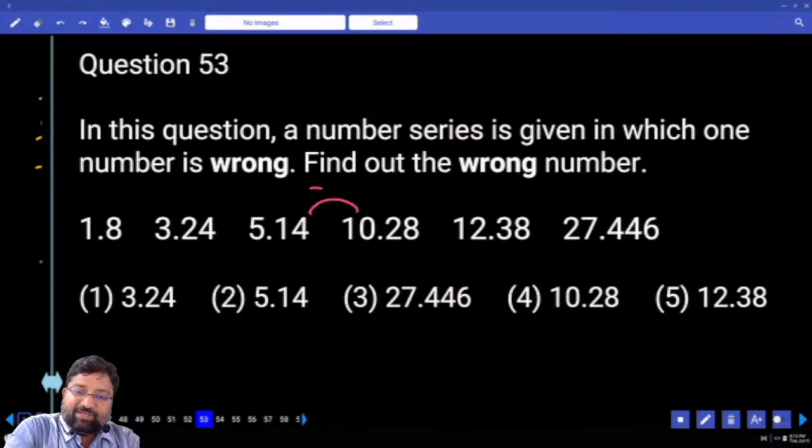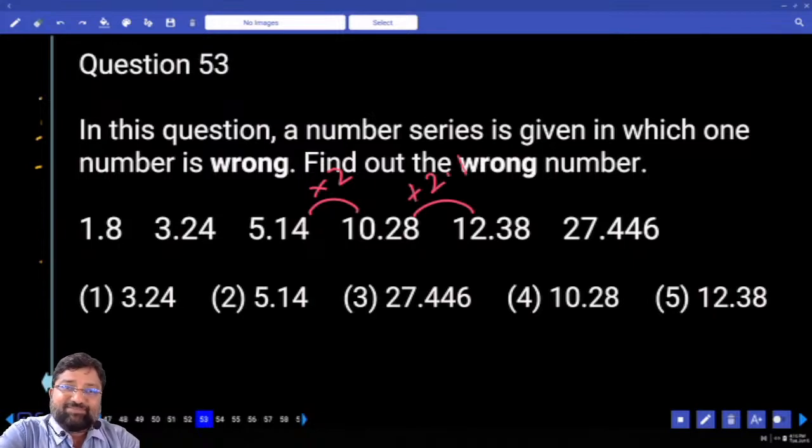Is this exactly 2 times? I need an answer. Please talk to me. Is it exactly 2 times? 5.14 into 2, is it 10.28? Yes or no? But what about this? I can't go for 2 times kada. Maybe this is plus 2.1. Correct kada? 10 plus 2, 12. 0.28 plus 0.1 is nothing but 3.8.